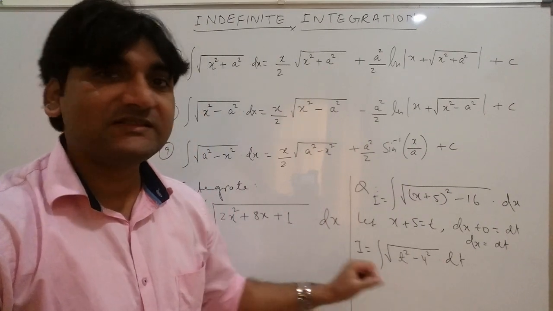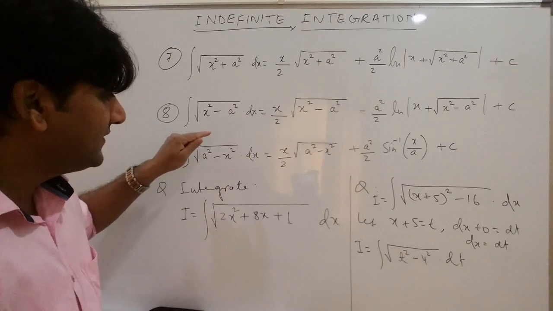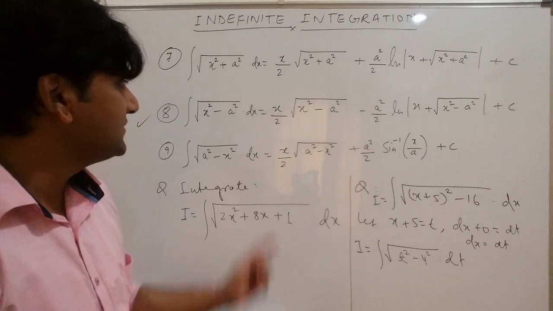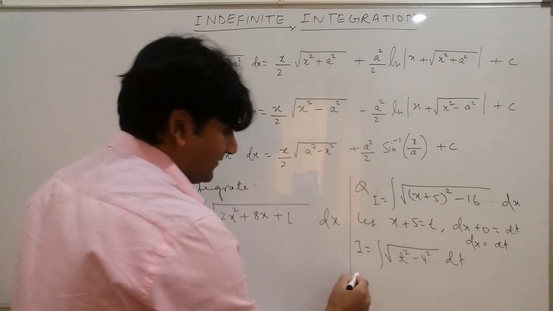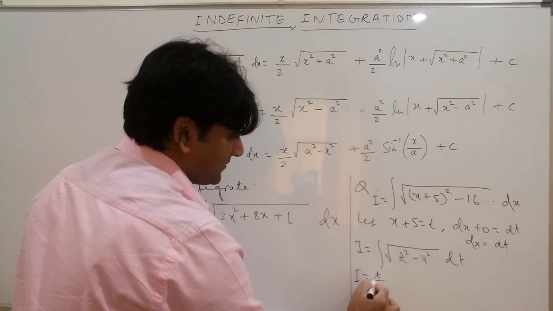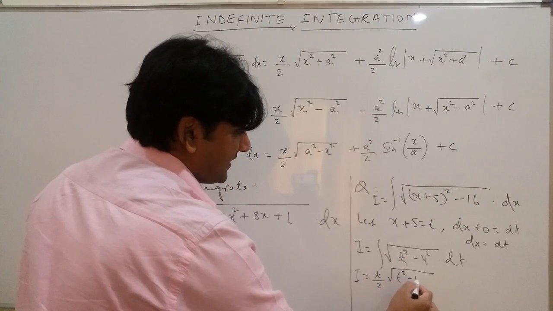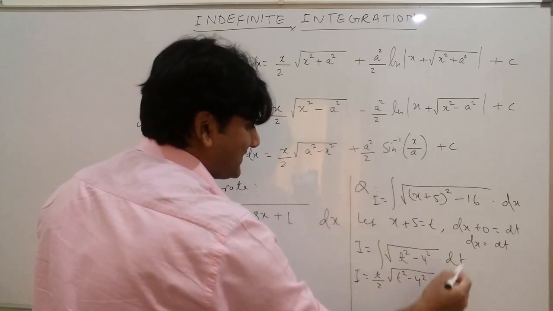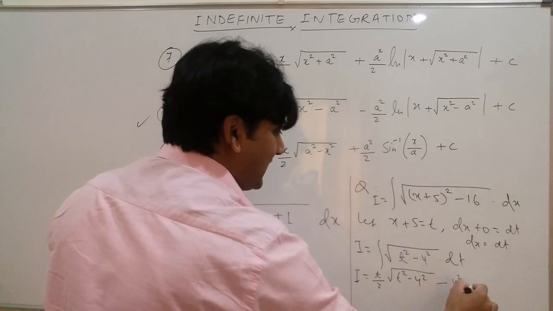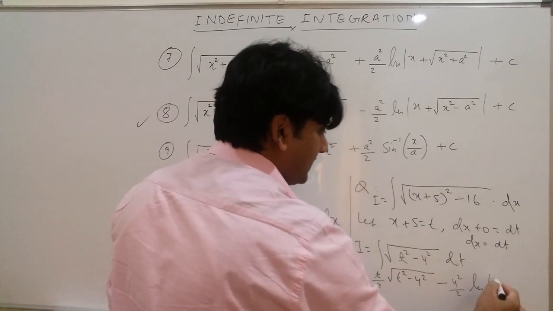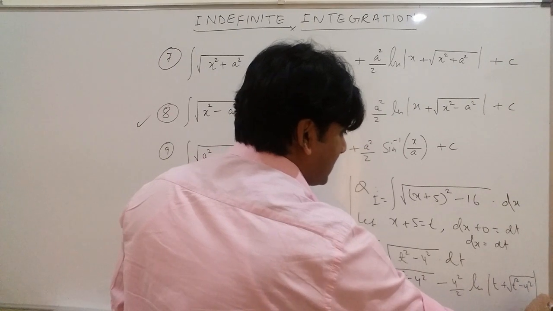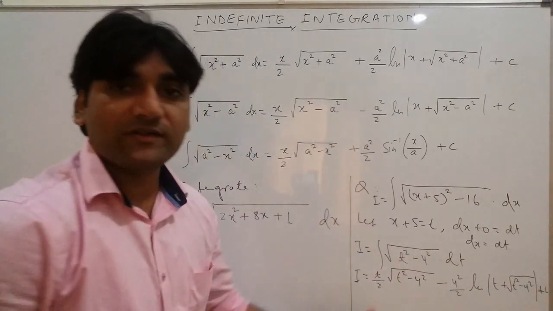So if you try to match this with these, then you will find this is like this, root x square minus a square. So we just have to apply the formula. What it can be, I equals x over 2, right now we have t. So t over 2 root t square minus 4 square. Now we have to put minus sign. A square over 2, a is 4, so 4 square over 2. Then ln, and then mod. We have to put t plus root t square minus 4 square plus c. Okay, so we got that.